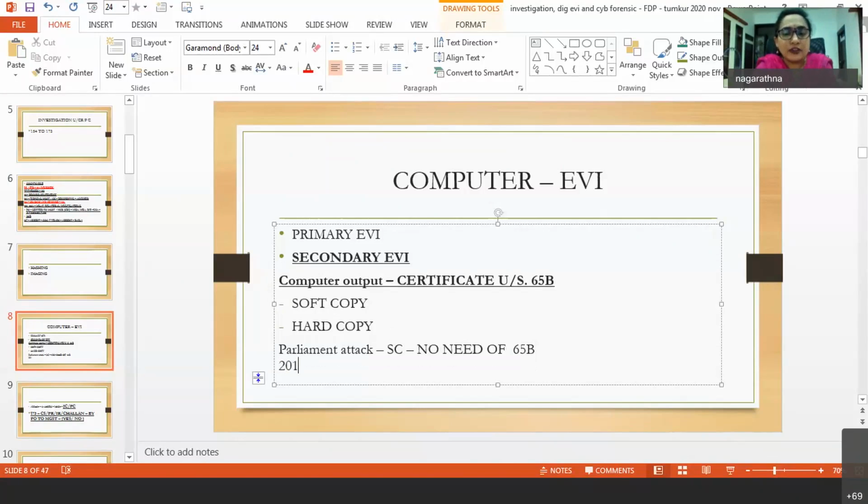Then you have 2015, another case called, I'm not getting the name of the case, but I'll come back to that. Okay, so in this 2015 case, the court says the certificate is mandatory.